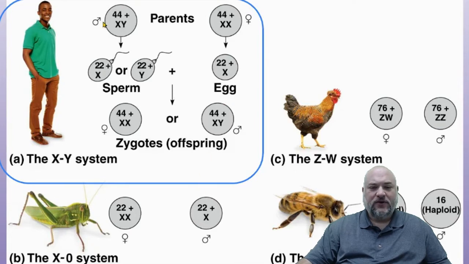And here we can see humans, X and Y, XX for female. So half the sperm have an X, half got a Y. Eggs, all of them have X's. So you can see the zygotes. If you got two X's, you're a female. X and a Y, you're a male. That's the XY system. There are some other systems out there, but you don't need to know those for the AP Bio test.